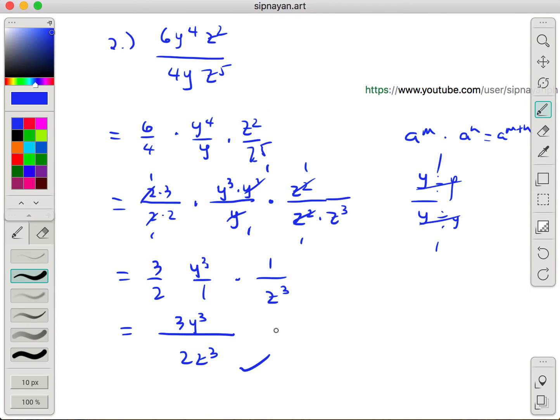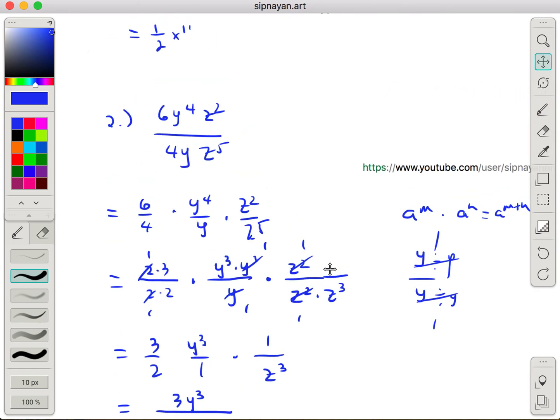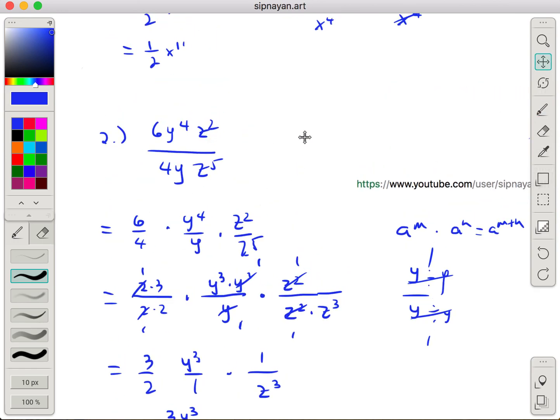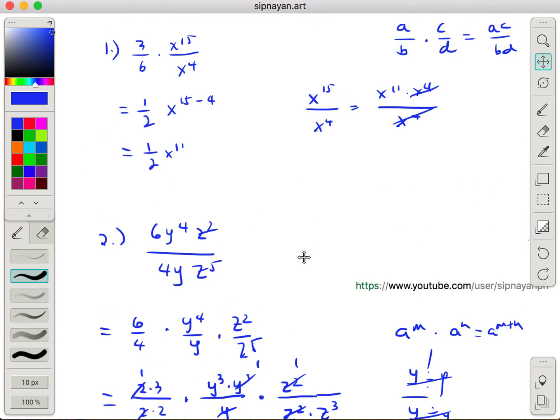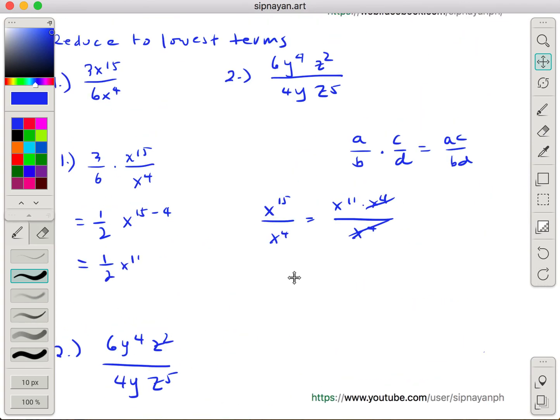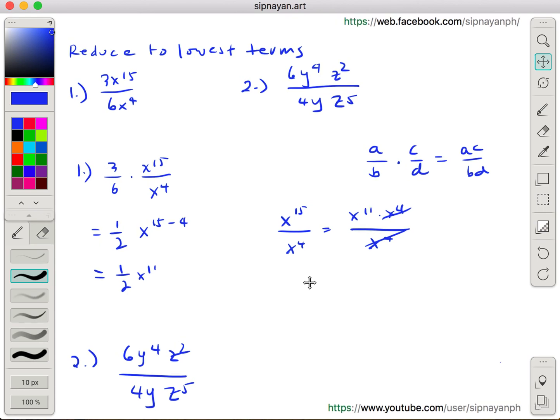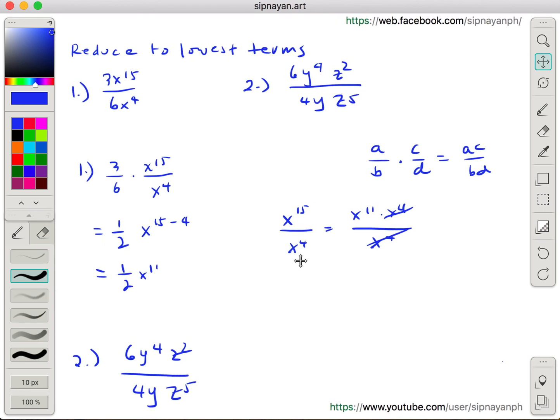Okay, that's it. I think yung skill nyo dito is dapat familiar kayo dun sa laws of exponents. And at the same time, I think pinag-aralan nyo rin yung division of polynomials before. So this is also the same as division of monomials. It's not really new. So if you've discussed algebraic expressions, I think this is a familiar process.